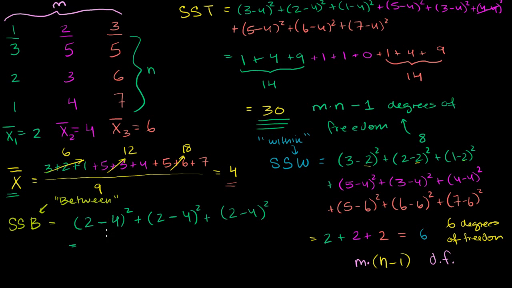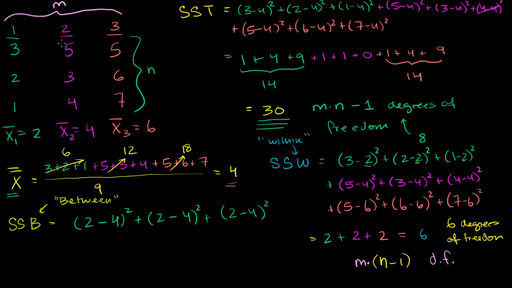Or another way to think about it, this is equal to 3 times 2 minus 4 squared, which is 3 times 4. 3 times 4 is equal to 12. And then we could do it for each of them. And actually, I want to find the total sum. So let me just write it all out, actually. I think that might be an easier thing to do.